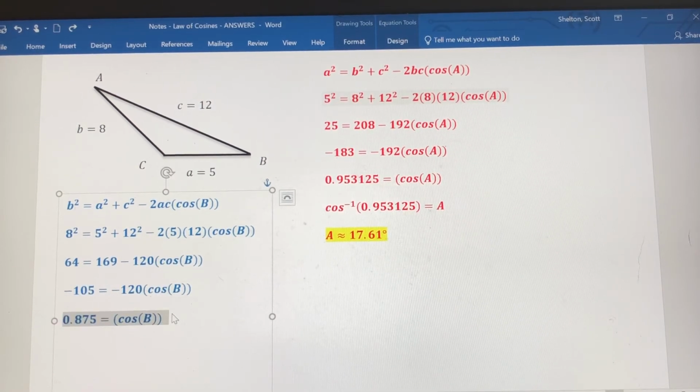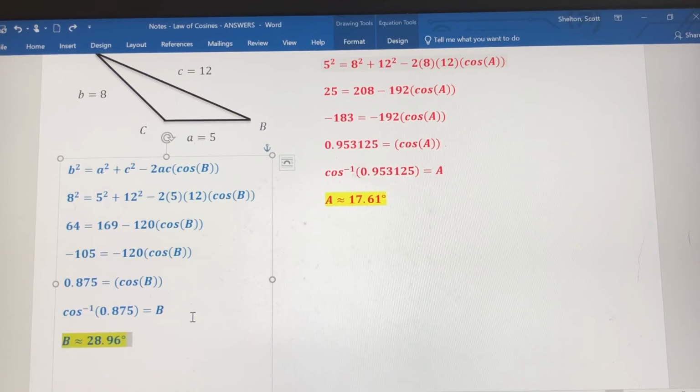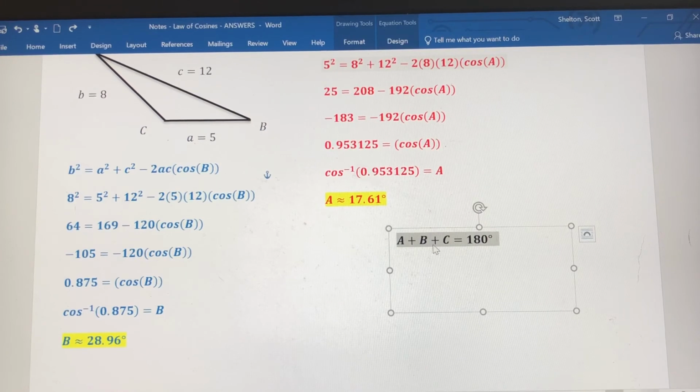Then I have to use the inverse cosine of this ratio, 0.875, to find the measure of angle B, which simplifies to 28.96 degrees. Now that I know angle B is 28.96 degrees, I can find angle C. I know angle A, I know angle B, I can find angle C.